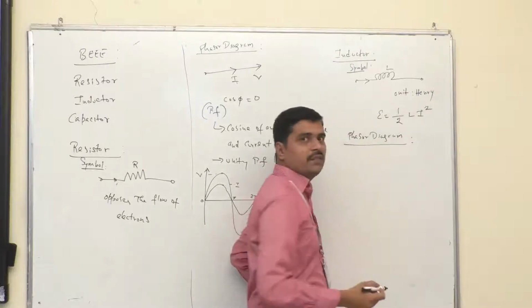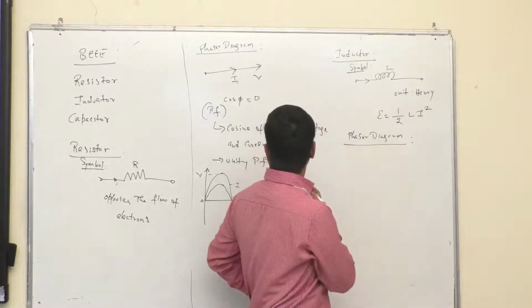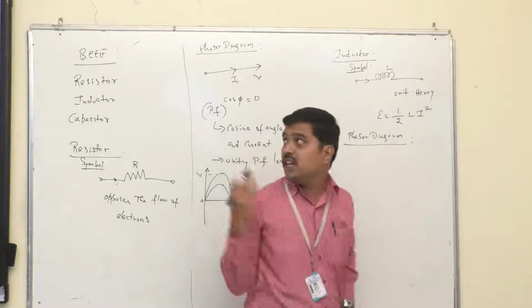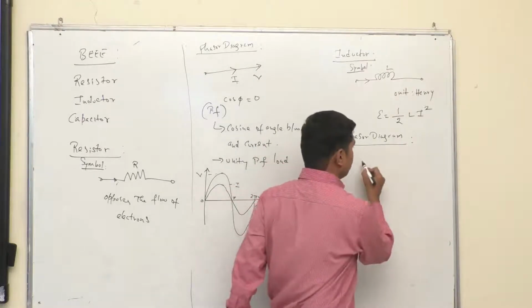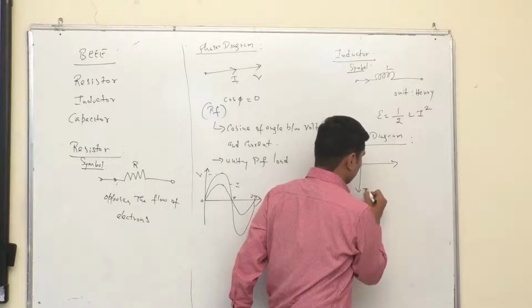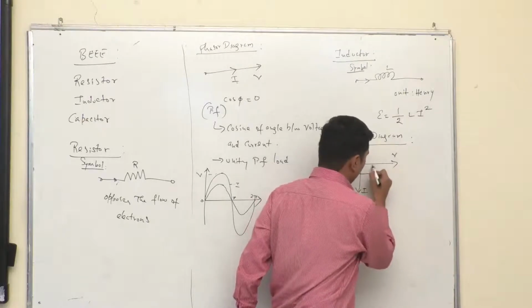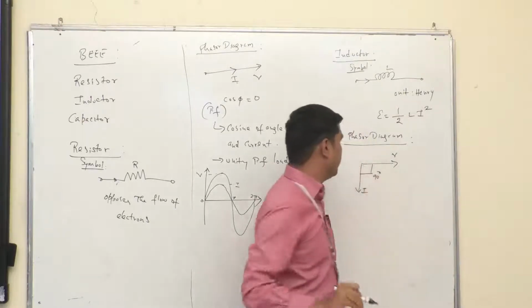If you see the inductor phasor diagram: for the resistor load it was unity power factor, with current and voltage in phase. Here the current is lagging. For a pure inductor, the current lags by 90 degrees.